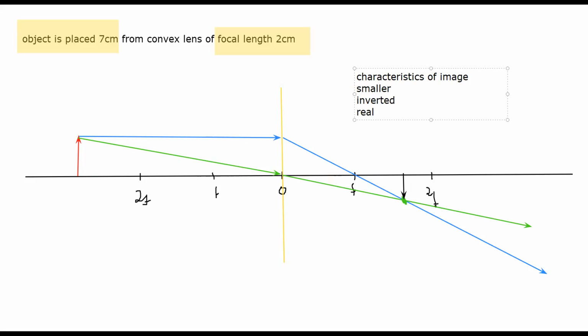Real means it can be seen or taken on screen. Real images can be seen on screen. Imaginary cannot be taken or seen on screen. Why is it a real image? You can see the 2 light rays intersect after a refraction. If the 2 light rays intersect after a refraction, it is a real image.